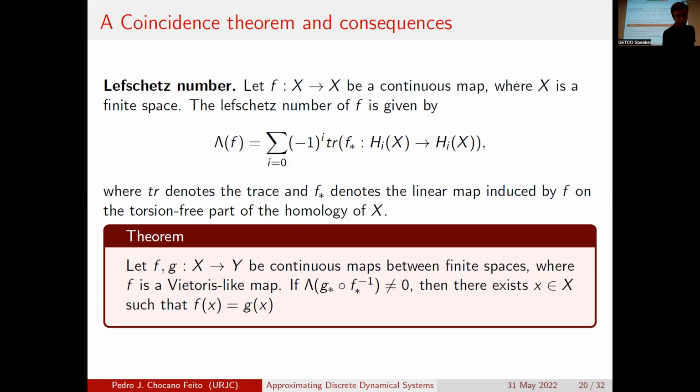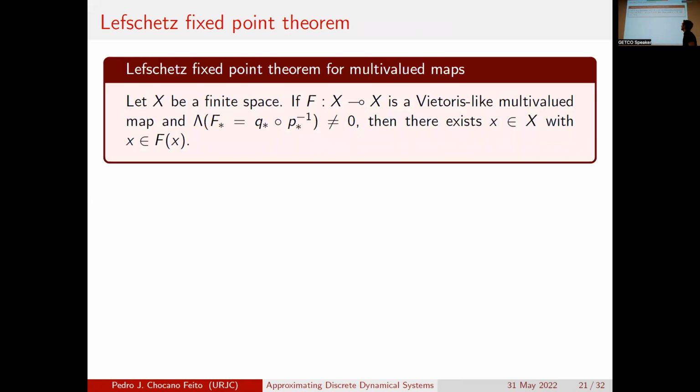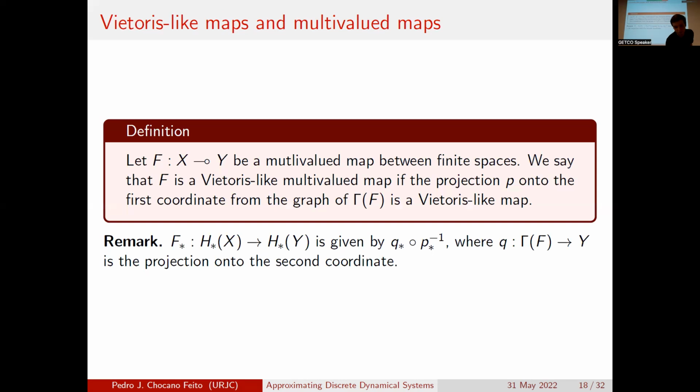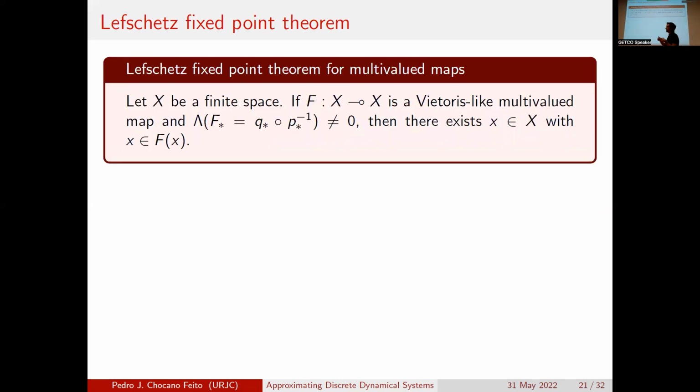And this is important because as an immediate corollary, what we obtain is a Lefschetz fixed point theorem for multivalued maps. Remember, the way to induce a morphism in homology with a multivalued map is composing a vectorized-like map and a continuous map. So this is exactly the same situation that we have here. We have two continuous maps from a topological space to the same space. In the case of a multivalued map, we have this situation if we consider the graph of F: we have the projection onto the first coordinate, which is P, and the projection onto the second coordinate, which is Q. So this is just an immediate consequence of the previous theorem, right? And this gives us a fixed point theorem for this class of multivalued maps.